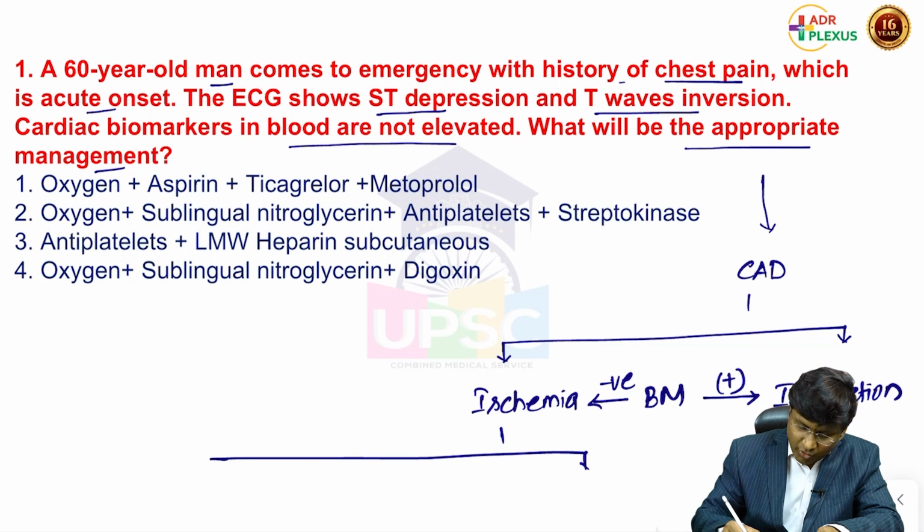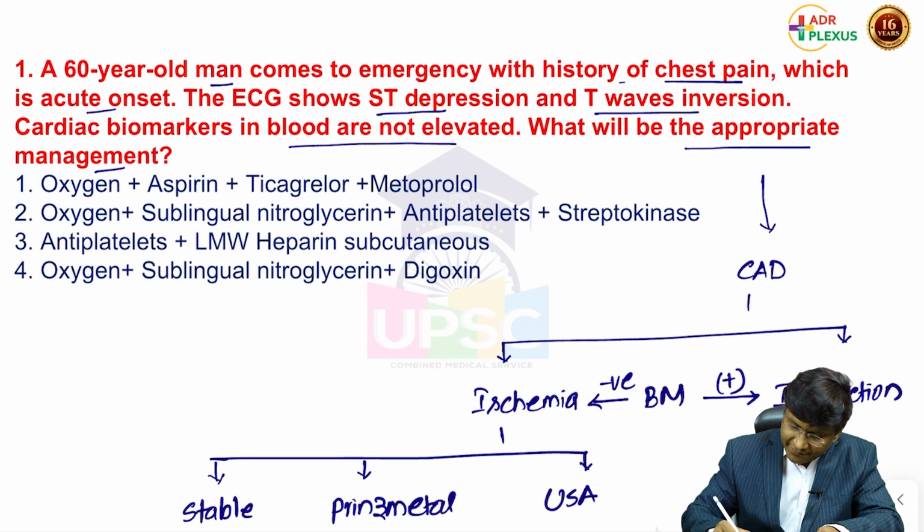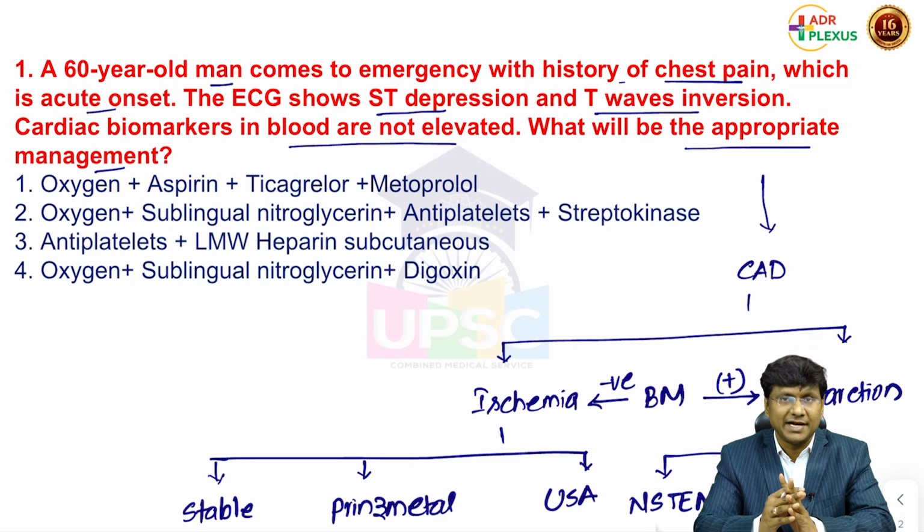So what is the spectrum under ischemia? Under ischemia, we have stable angina, then Prinzmetal angina, then unstable angina. Then infarction, based on the ECG, we classify into non-ST elevation MI as well as ST elevation MI. So this is how we categorize the patients with coronary artery disease.